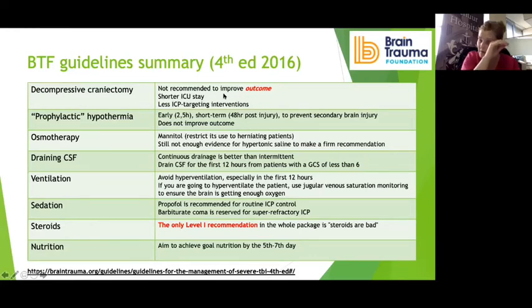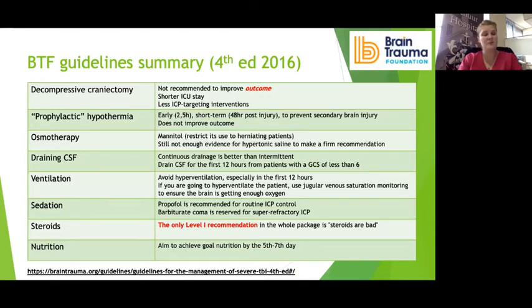You will increase your survivor number, but they've looked at the analysis of the survivors from decompressive craniectomies, and basically the bottom line is that you're going to make more survivors, but they are the survivors with the worst functional outcomes, so with the lower Glasgow Outcome Scales. What else it does is it does shorten the ICU stay for a patient, and you do end up using fewer ICP targeting interventions. That means you do end up using less hypertonic saline or mannitol or whatever it is that you use to try and control the ICP.